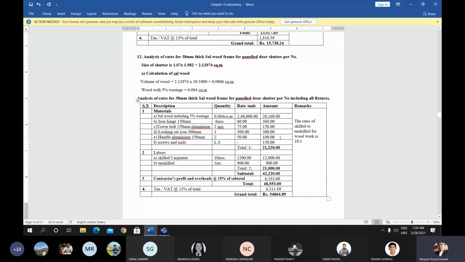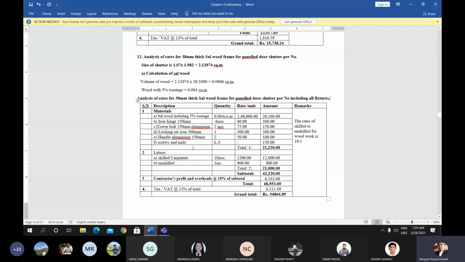The locking set gives the value of 300 rupees. Now the handle: we have the handle for the outside and for the inside purpose also. For the inside and the outside, two numbers of handles are required. One handle will cost 50 rupees, aluminum handle 150 mm, which gives the value of 100 rupees.